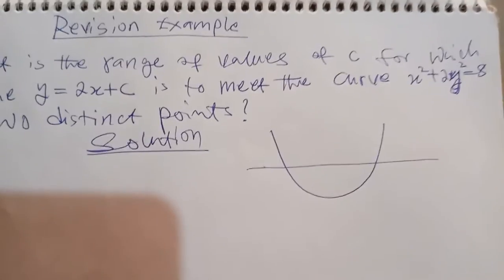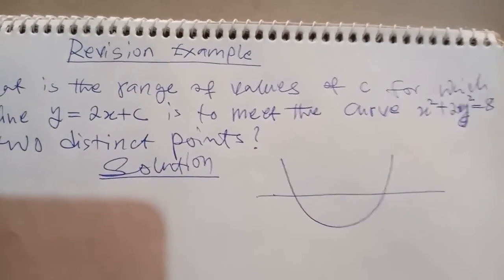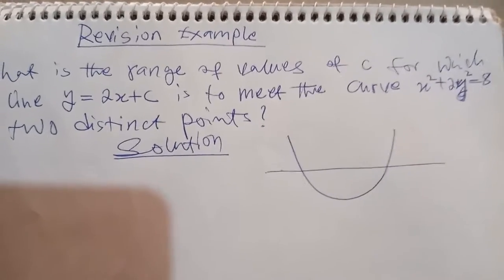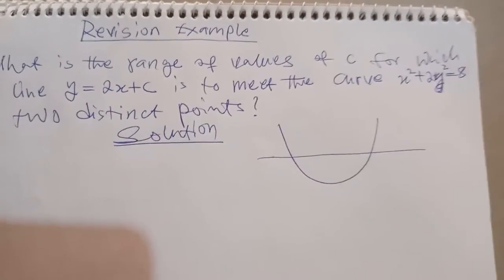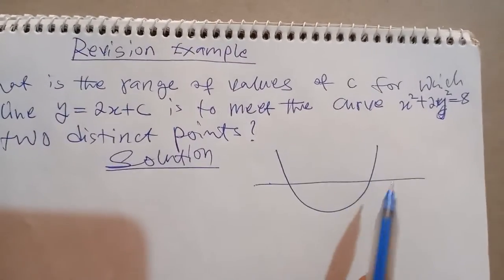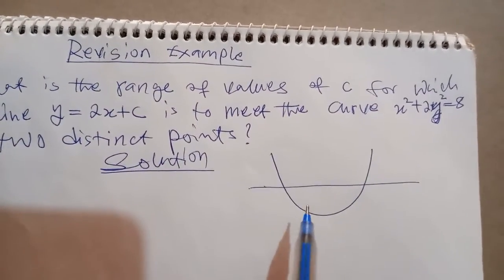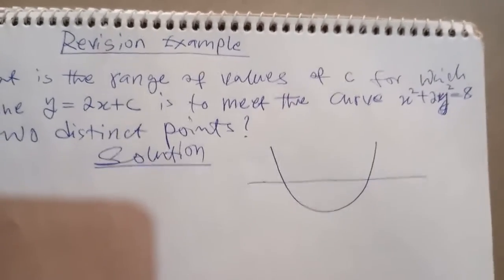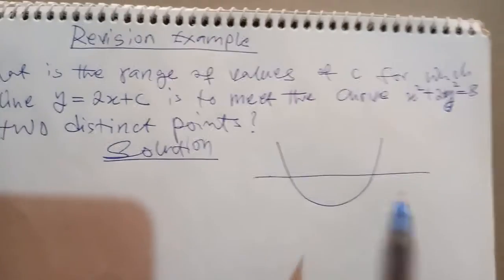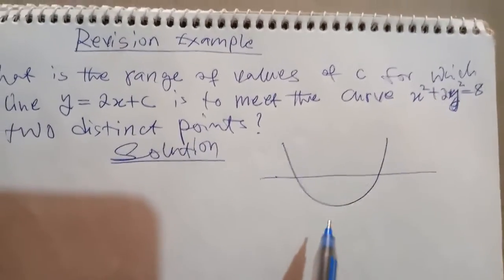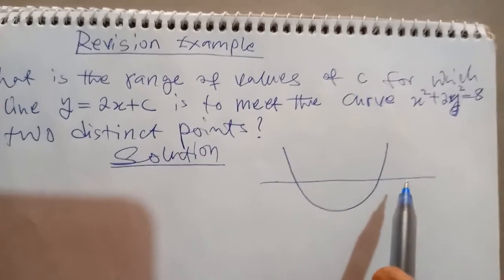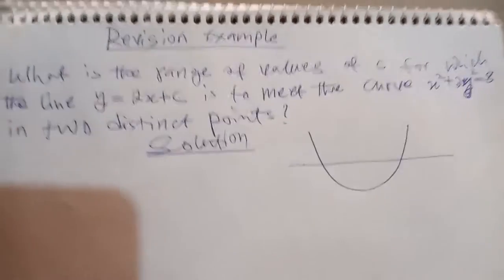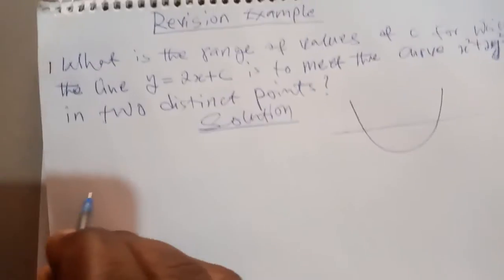See? But the first thing you should know, if a curve is to meet a line, then they combine to produce real roots. Don't forget this. The moment a curve and a line meet, then they produce real roots. The only time they will not produce real roots is when they don't meet. So when they meet, they produce real roots. If they are at two distinct points, then the roots will be different. All right, good.